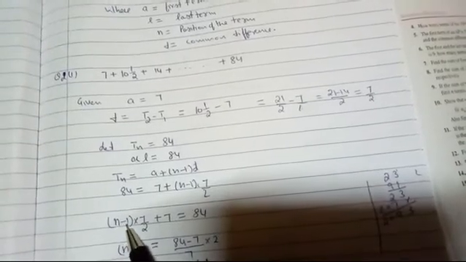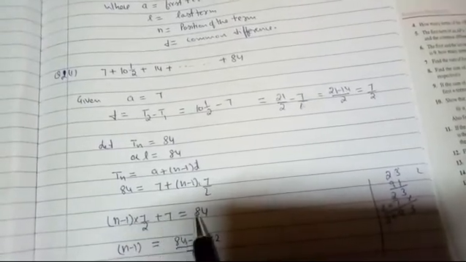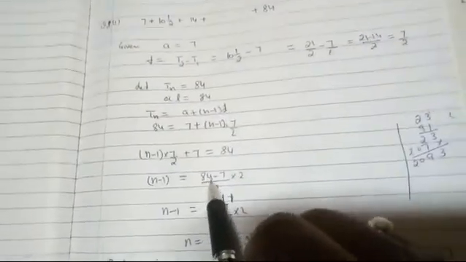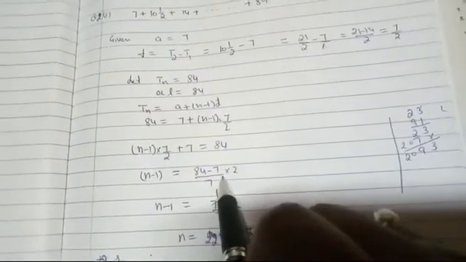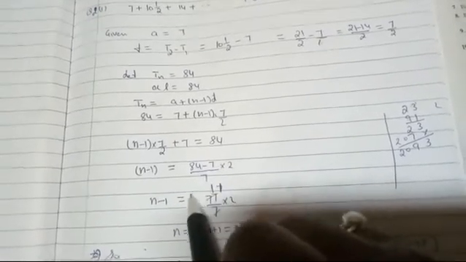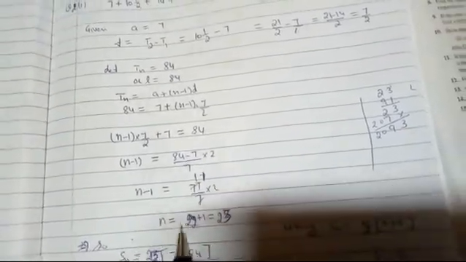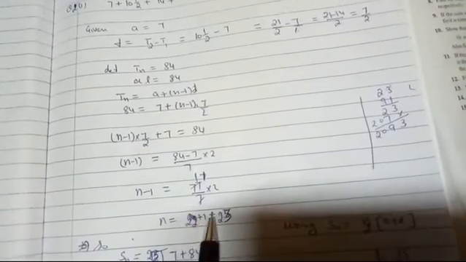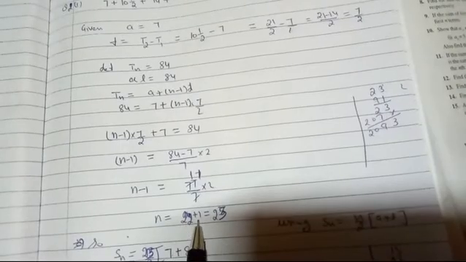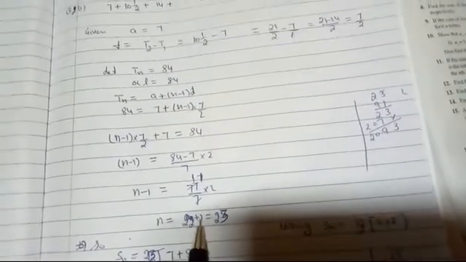Then it is (n minus 1) into 7 upon 2 plus 7 is equal to 84, and n minus 1 is equal to (84 minus 7) into 2 upon 7. So n minus 1 is 11 into 2, that is 22, and the 1 goes to the other side, so n is 22 plus 1, that is 23. It means in this list there are 23 terms.